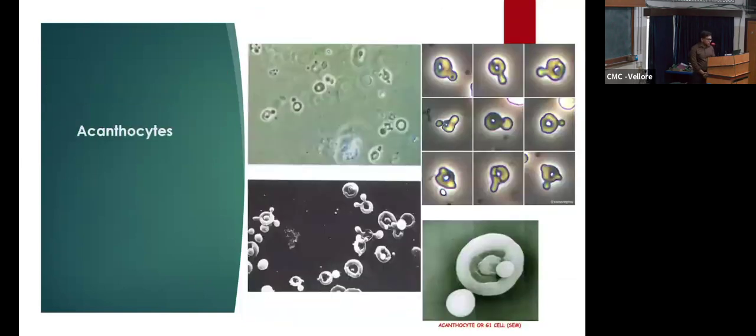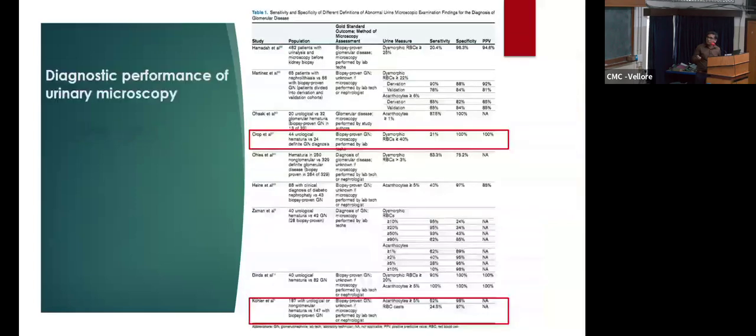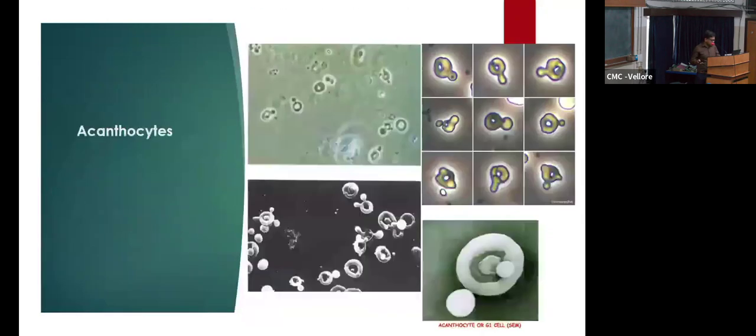So these are the acanthocytes. On your right, this is acanthocytes in bright field microscopy. On your left is the phase contrast microscopy showing the acanthocytes with the blebs. On the left lower side, this is an electron microscopy, the magnified view. It is called the ring shaped with the bleb, and it is called the G1 cell. Acanthocytes are also called G1 cells because these are specific for the glomerular diseases. That's why it is called the G1 cells.